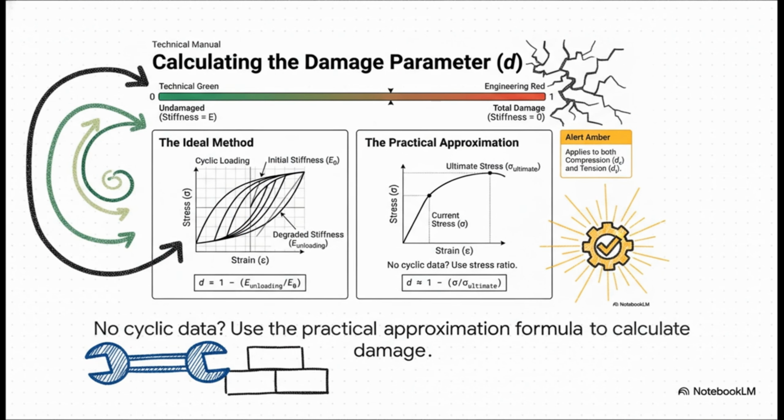So for that damage parameter D, which goes from 0 for perfect to 1 for totally failed, the gold standard is to use data from really complex cyclic loading tests. But let's be realistic, most of us just don't have that data lying around. So the much more practical way is to use this simple formula. It's just an approximation based on the stress level, but it works surprisingly well for most cases.